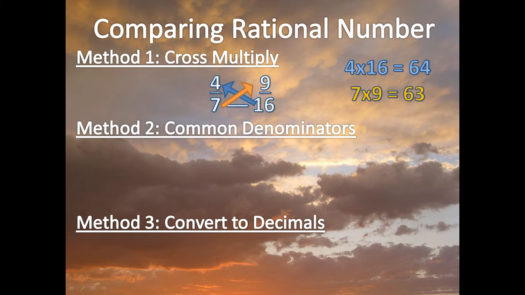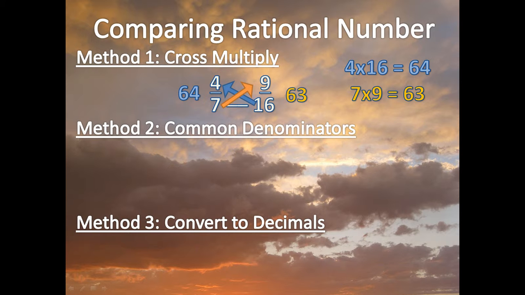And when we take 4 times 16, we get 64. And when we take 7 times 9, we get 63. So we branch out left with our blue 4 times 16, and we get the 64 on the left. And then we sweep out right with our 7 times 9, the orange arrow, and we get 63.